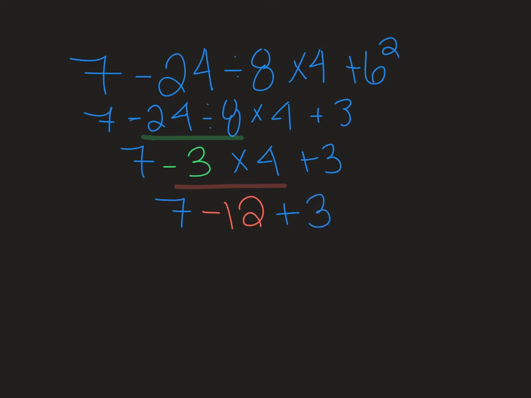And then we're just going to be doing addition, subtraction as it comes left to right. So the first thing you're going to do here is this subtraction. So you've got your 7 minus 12. And that gives you your negative 5. Bring down the plus 36. And negative 5 plus 36 gives me 31. So just be careful as you are working through these order of operation problems.